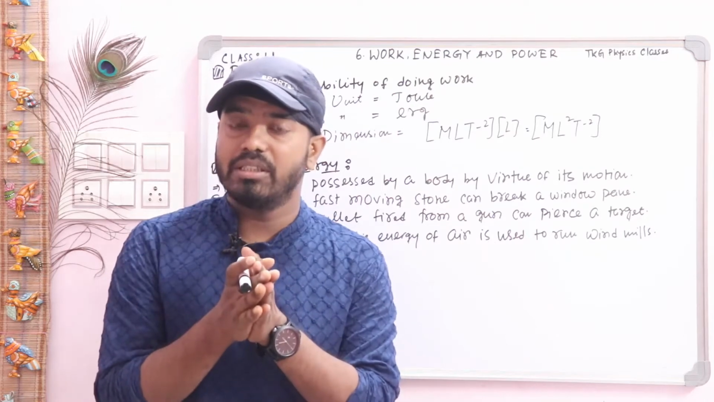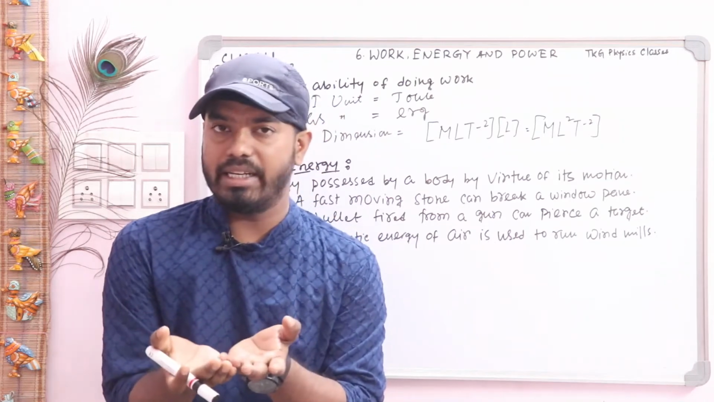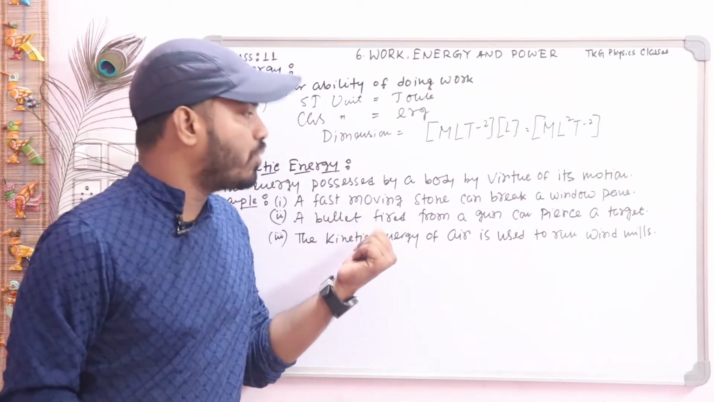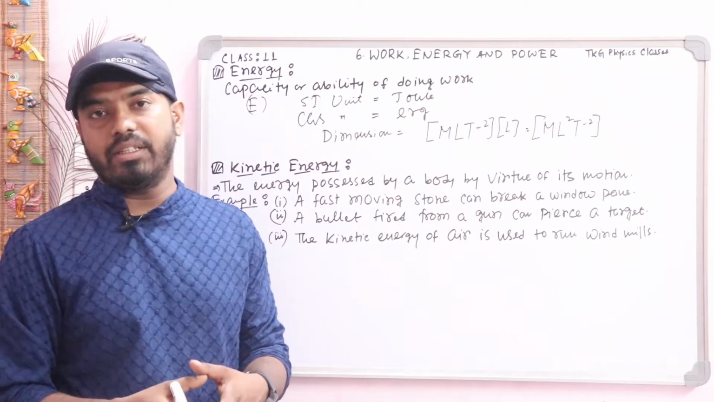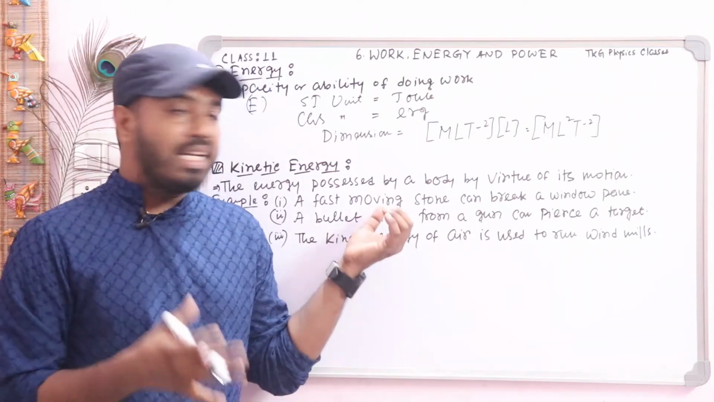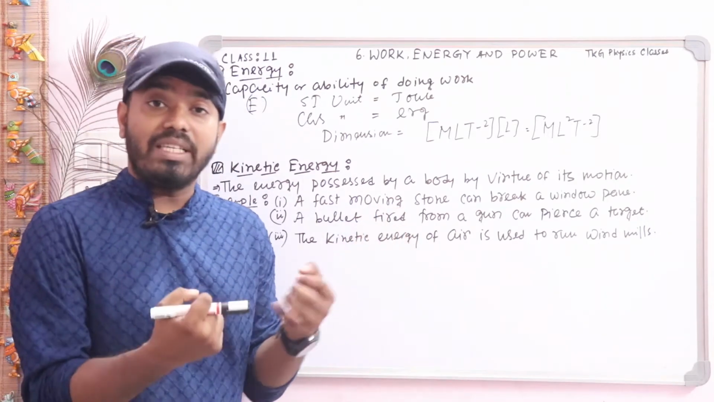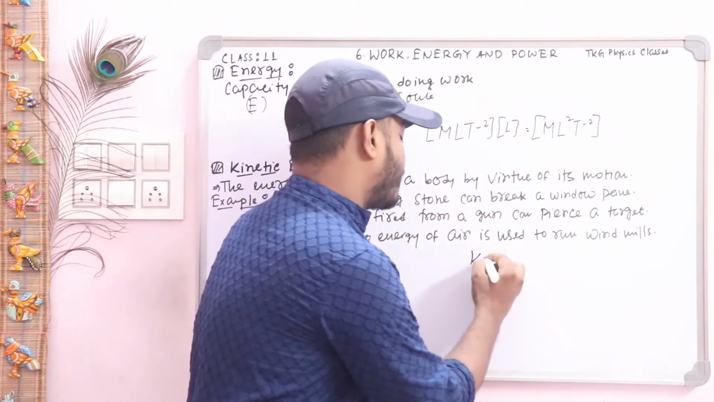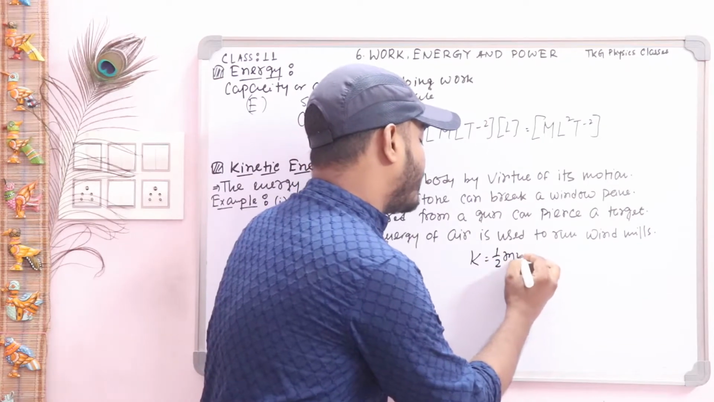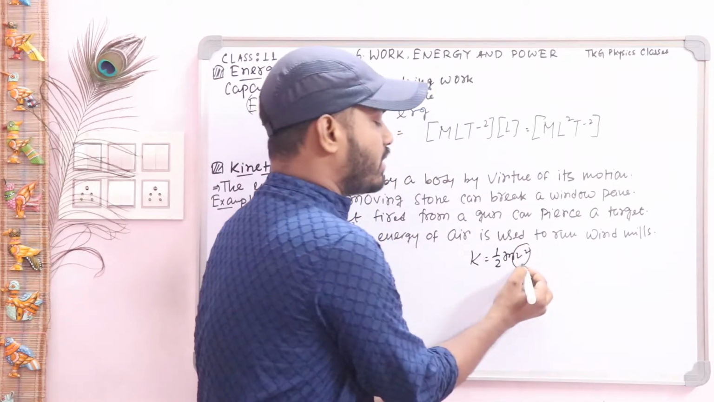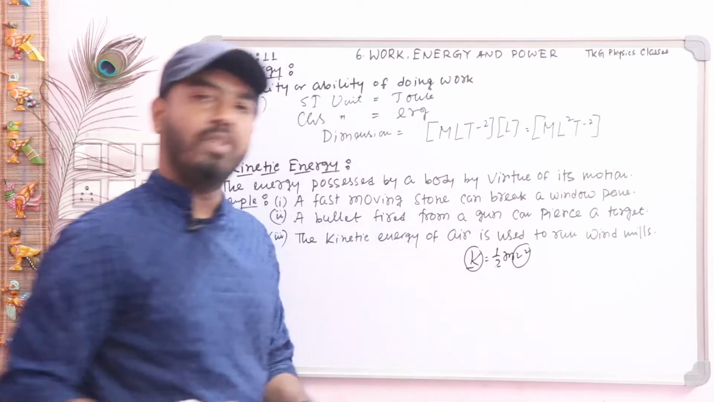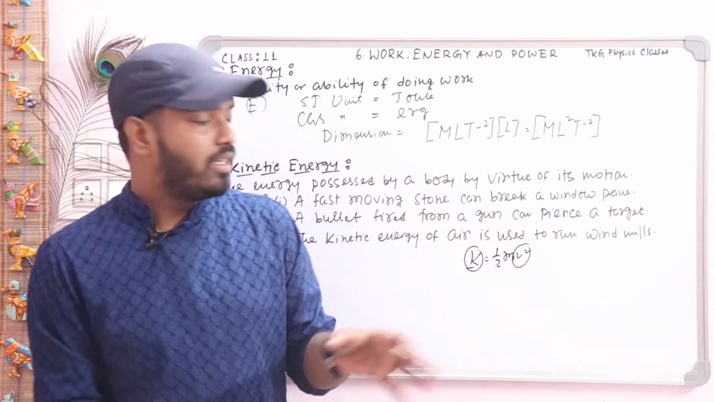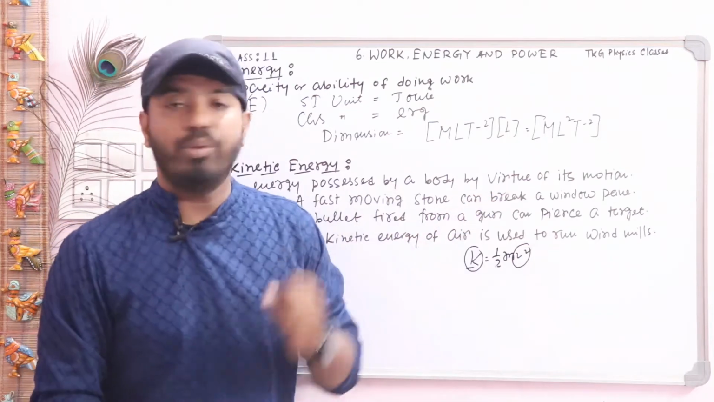Due to motion, the energy is named kinetic energy, and you see the examples, write it. First one, a fast moving stone can break a window pane. Why? Because the stone is moving, so it has velocity. So the kinetic energy expression is K equal to half mv squared. So when it has velocity, it has kinetic energy. So there is some form of work done, that's why it can break the window pane.